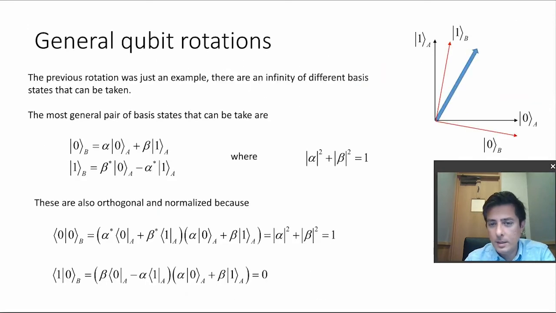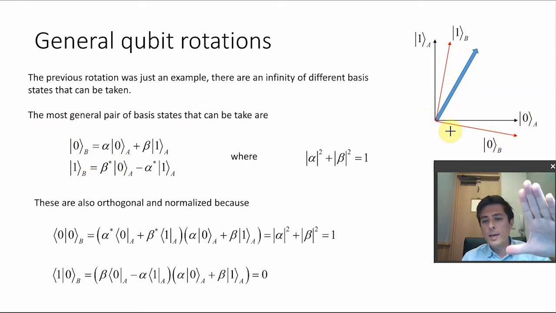That was just, I could have chosen a different example. A more general way of choosing two orthogonal states is basically what I talk about in this slide, right? So the most general pair of orthogonal states. What we need to do is make sure that these two states chosen by Bob, the red ones, need to be at right angles to each other, right? So they need to be right angles.